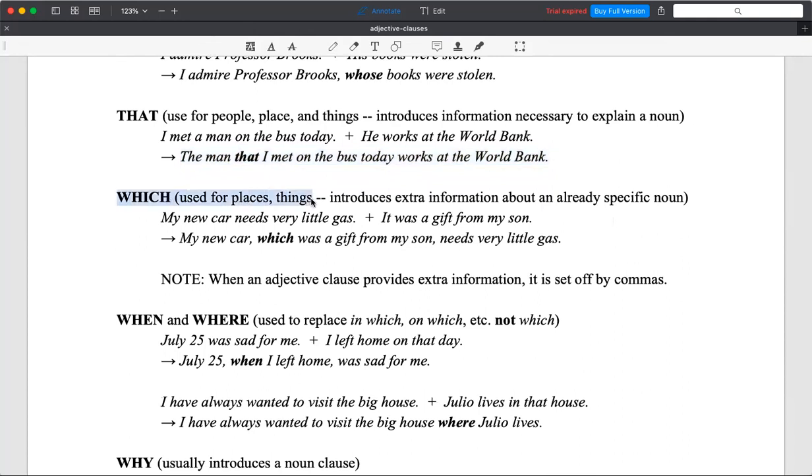You use which for places and things. You need to introduce extra information about an already specific noun. My very first short sentence would be, my new car needs very little gas. The second sentence would be, it was a gift from my son. To combine these two sentences, I need to create the second sentence as an adjective clause with one of those pronouns, and put it right after the noun that it is describing. In this case, my new car is the noun that I'm defining. So I would say, my new car, which was a gift from my son, needs very little gas.